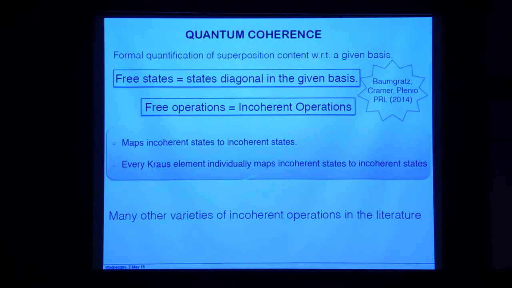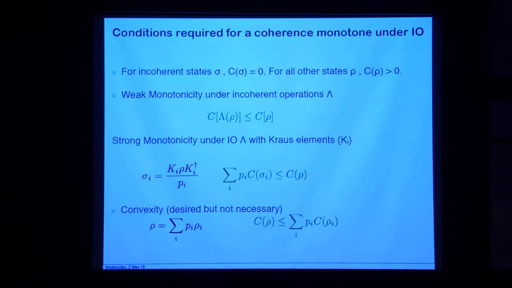So once you identify your basic ingredients of the theory, then you can develop the resource theory. After this paper, there have been many other developments and many other ways of defining incoherent operations, but that is not our concern here. The original paper tried to set certain axioms. First is the following: for any incoherent state sigma, this coherence measure should be 0. That is obvious. And for any other state, C(rho) should be a positive quantity. If this is true, then you say that the state rho has a finite amount of coherence.